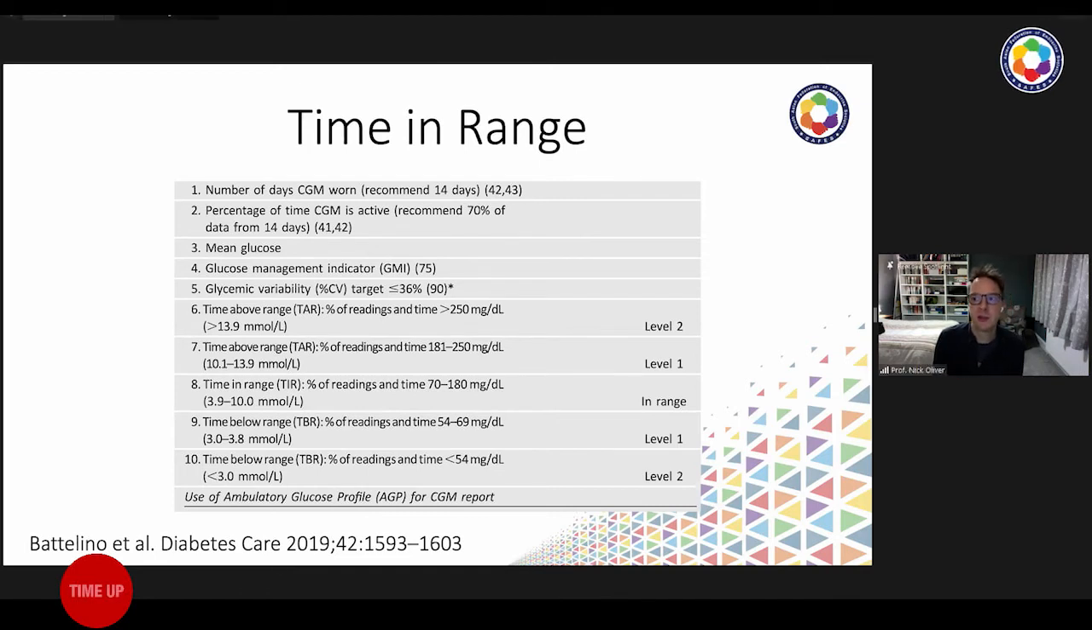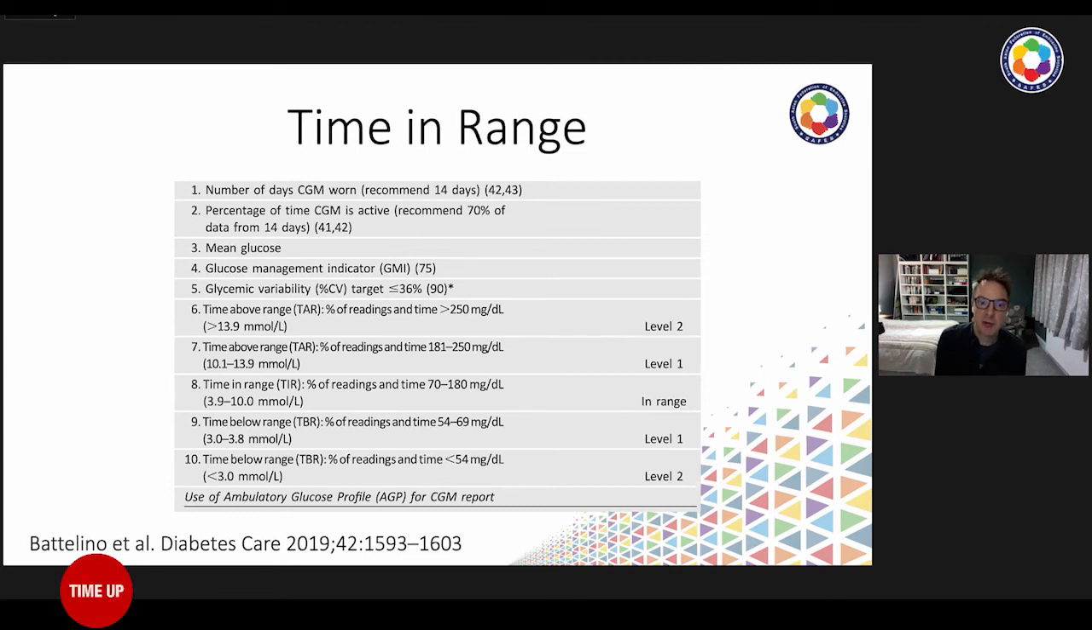We need at least 70% of data for those 2 weeks, and we should look at mean glucose, so that's a very simple one. We should look at the GMI, the glucose management indicator, which is an estimation of equivalent HbA1c. So it's just the same as HbA1c in terms of units, but it's not quite the same as an estimated HbA1c, so the name was changed. We should look at the percentage coefficient of variation, and the target is below 36.